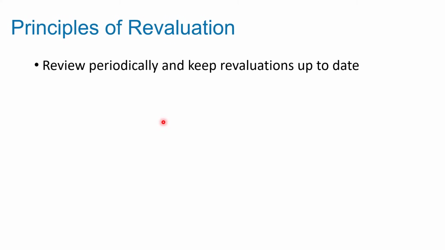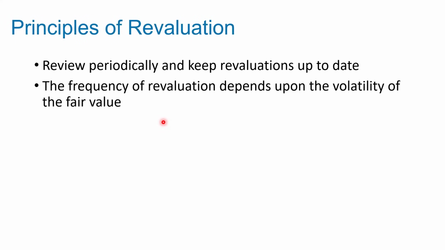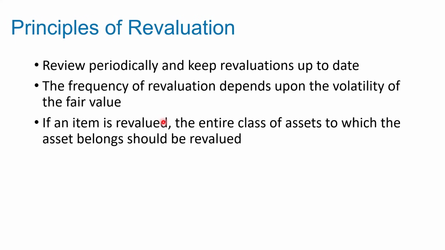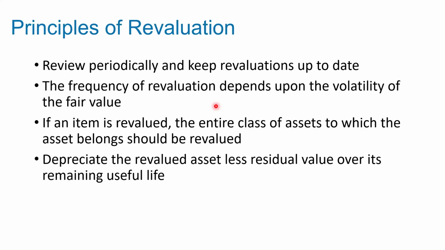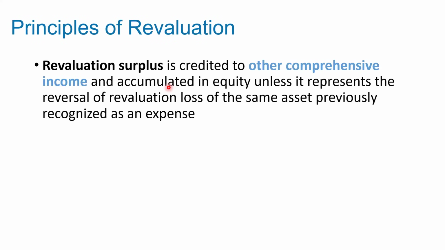So you have to review periodically and keep revaluations up to date. The frequency of revaluation will depend on the volatility of the fair value. If it's so volatile, then maybe in the course of the year, you can even revalue it about twice or maybe 3 times, or at least once in a year if it's volatile. If an item is revalued, the entire class of the assets to which it belongs will also be revalued. You have to depreciate the revalued asset less residual value over its remaining useful life. You will actually go through questions with some of these things, so it will become more meaningful to you. You'll be solving questions very soon.